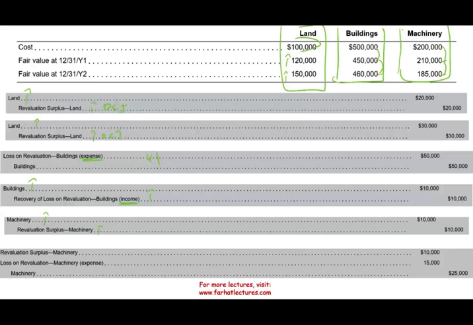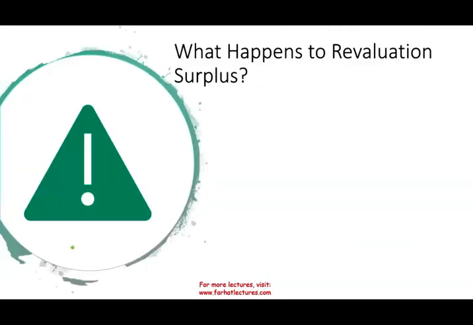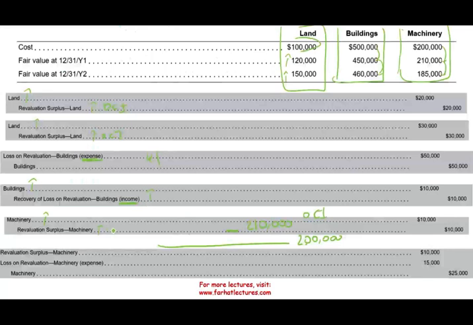In year two, what happened is this. So this is what we are dealing with here. This is the line. So year one, I was up here, 210. If I'm up here, I'm dealing with OCI. So I book this into OCI.